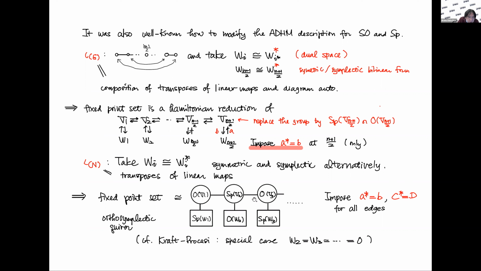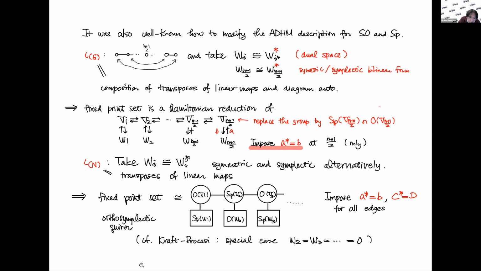And in fact, this is also called a symplectic quiver in the physics literature. This quiver, this Hamiltonian reduction, appeared in the work of Kraft and Procesi much before physicists started exploring it, at least in the special case when all W_2, W_3 and so on are zero.